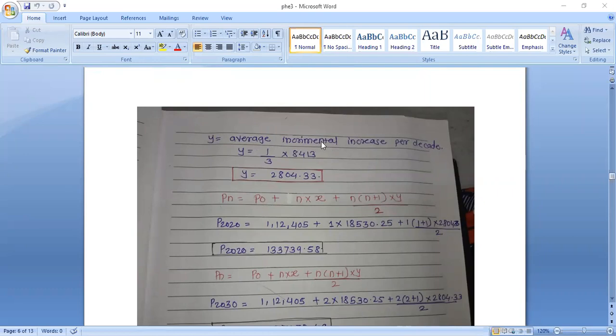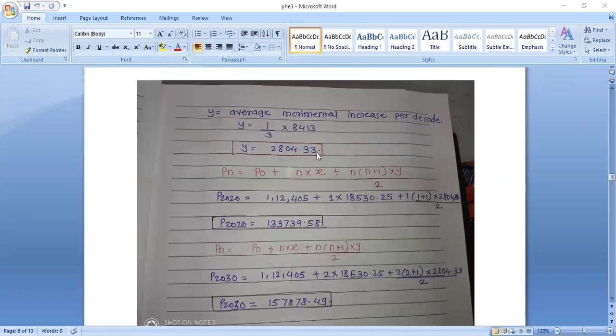Then the next step is to find the value of y. Y means the average incremental increase per decade. Here y is equal to 1 by 3 into 8,430. That is, we have the average incremental increase for 3 decades, hence 1 by 3 into the total incremental increase, which is 8,430. Then the value of y is 2,804.33. Then we have to find the population for 2020.